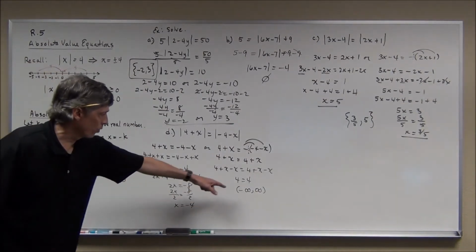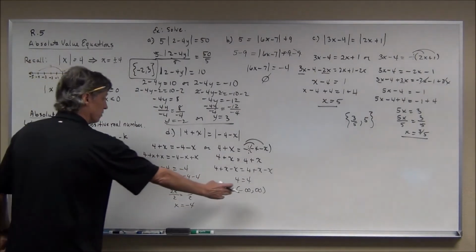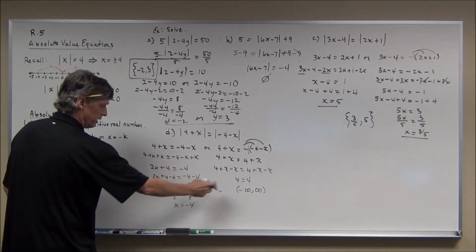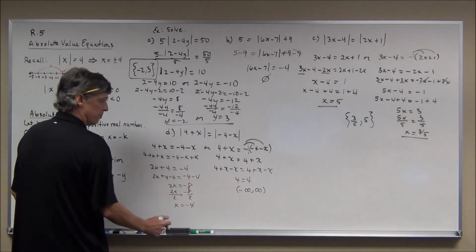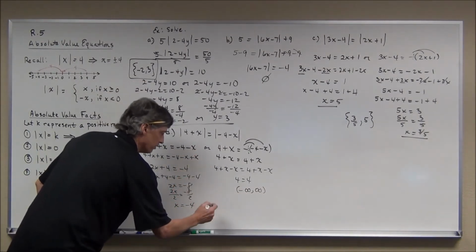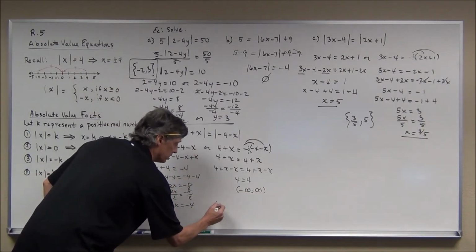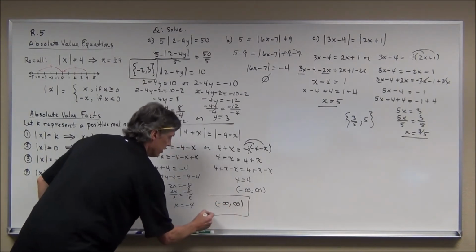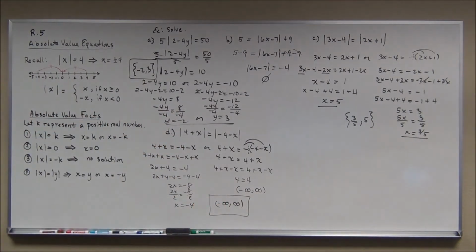Is it the negative 4? Is it all real numbers? Well, negative 4 is a real number, but it is the union of these two. It's the answers here and the answers here combined. So since that's part of this set, my answer would be any real number, and I would write my solution set in interval notation, just as I did above. And there we go. That's kind of a special case.